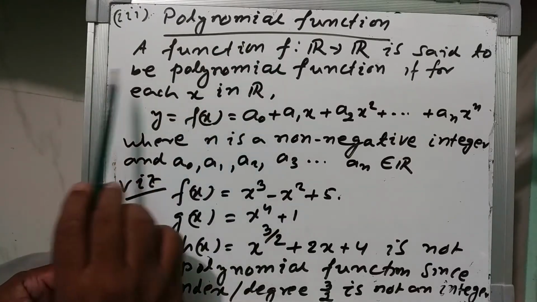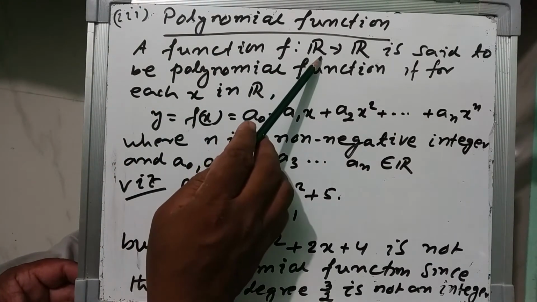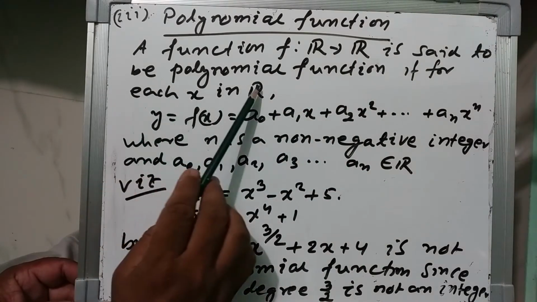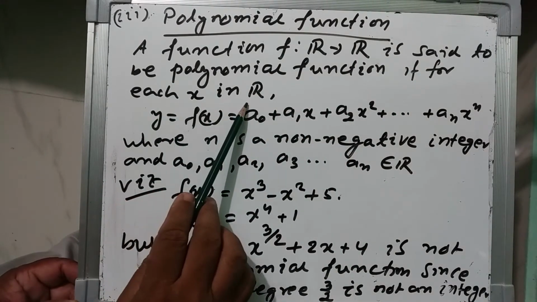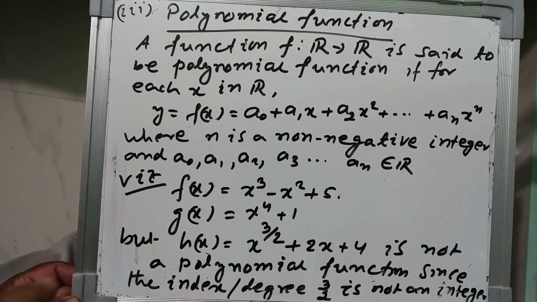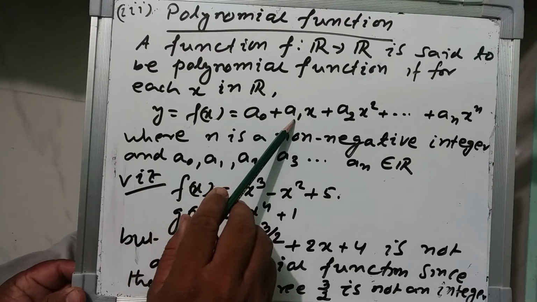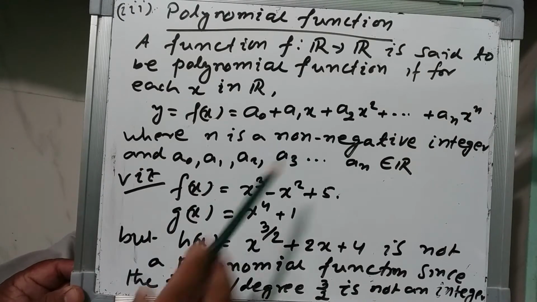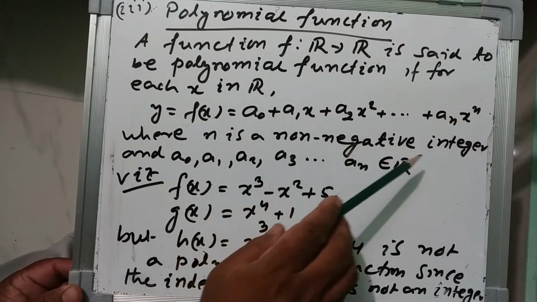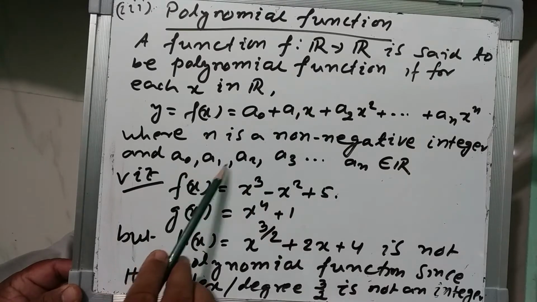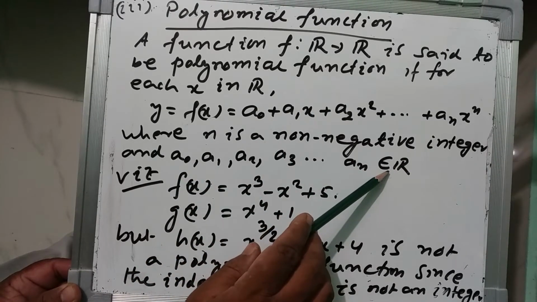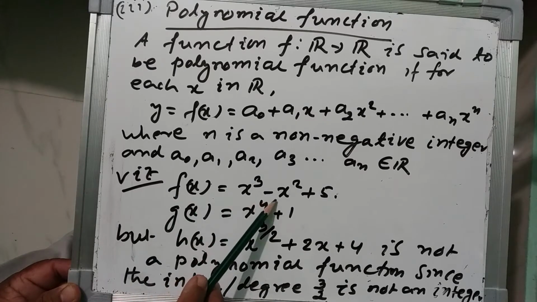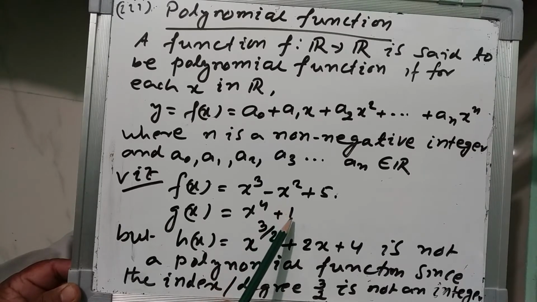Come to the polynomial function. A function f that maps from the real set to the real set is said to be a polynomial function if for each x in R, y equal to f of x equal to a0 plus a1x plus a2x square plus dot dot dot plus an x to the power n, where n is a non-negative integer and a0, a1, a2, a3, an are real numbers. For example, f of x equal to x cube minus x square plus 5. G of x equal to x to the power 4 plus 1. These are polynomial functions.